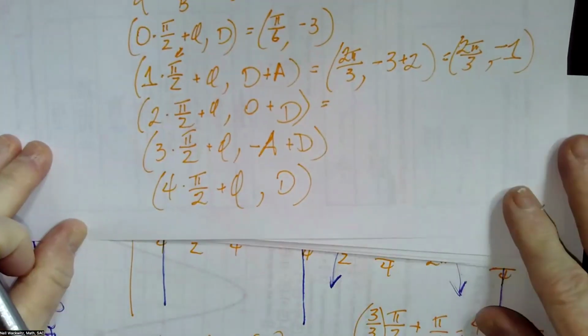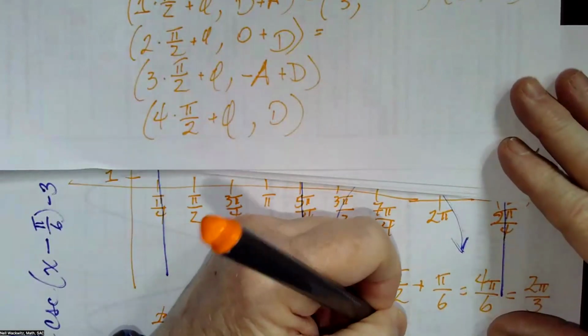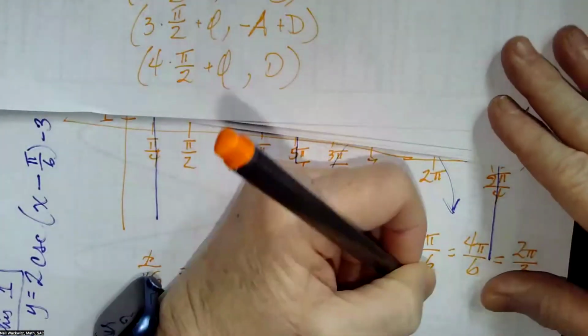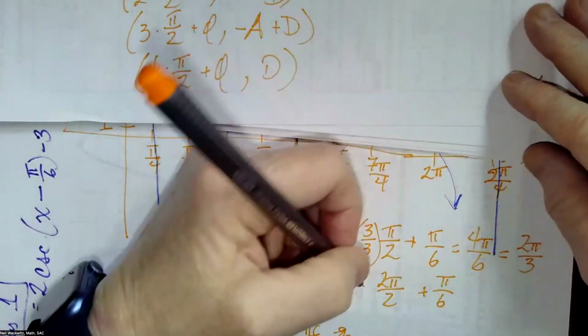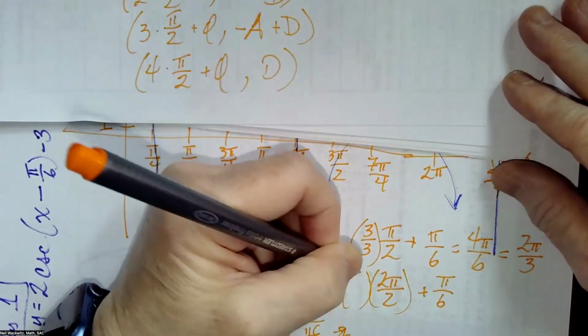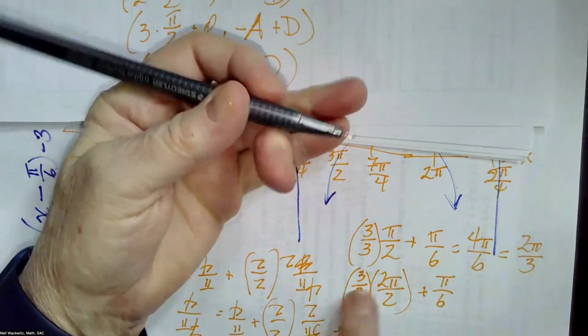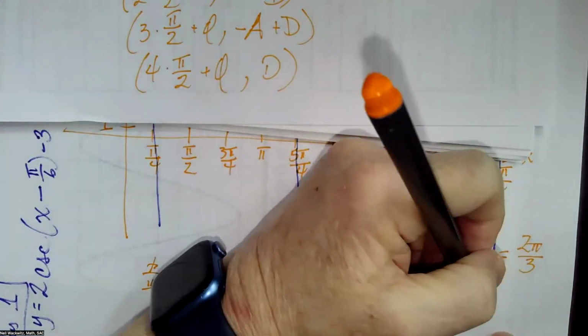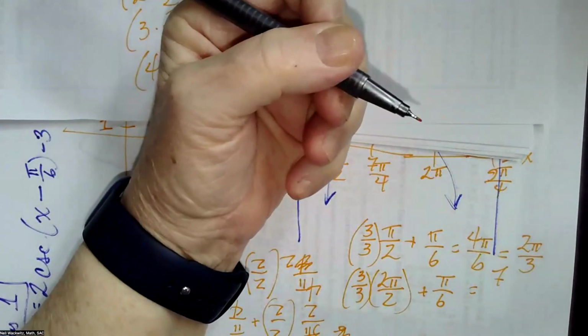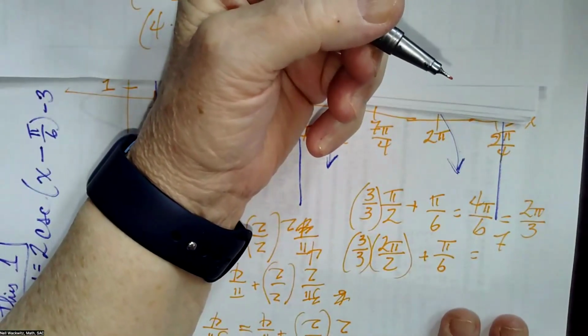Now we've got 2 pi over 2 plus pi over 6. Again, we multiply by 3 over 3. That gives us 6 pi over 4.